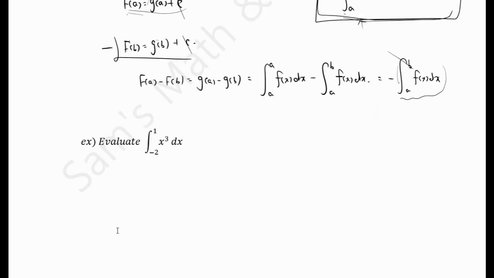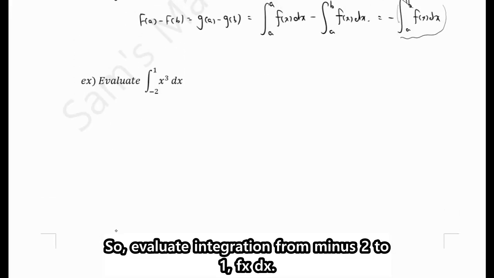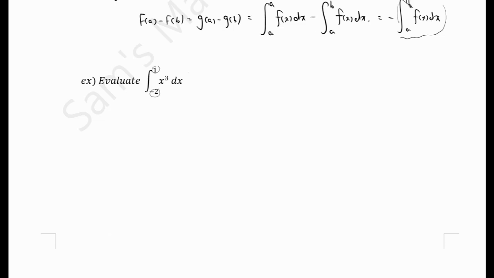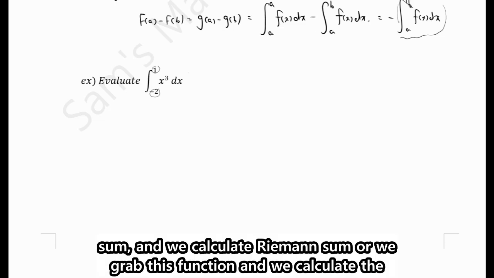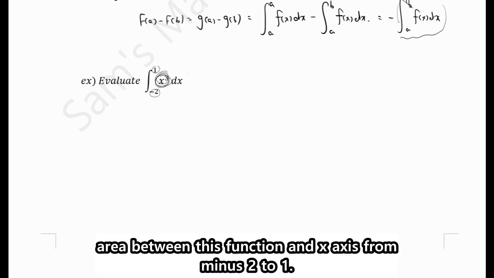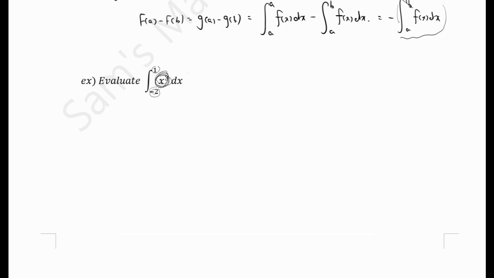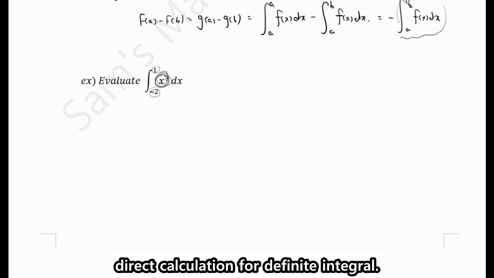This is the conclusion. So evaluate the integral from minus 2 to 1 of x cubed dx. In the previous section, we had to change this definite integral into a Riemann sum and calculate the Riemann sum, or we graph this function and calculate the area between this function and the x-axis from minus 2 to 1. So we don't need this process if we know the direct calculation for the definite integral.